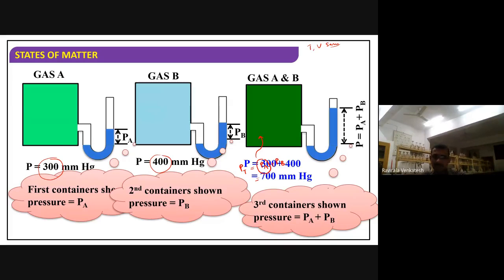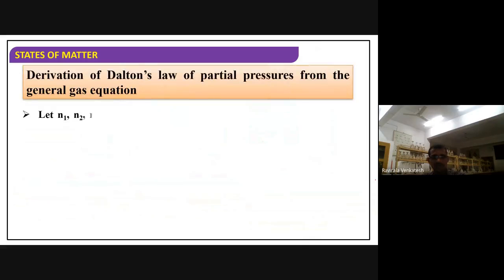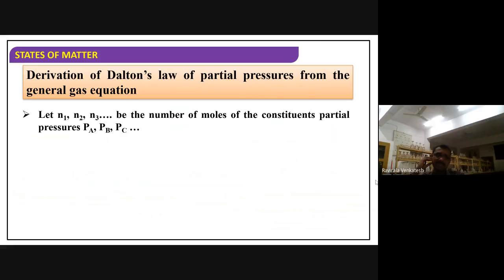PA plus PB. Very simple, I think. Very, very simple. Right. Next, we'll see the derivation of Dalton's law of partial pressures from the general gas equation.